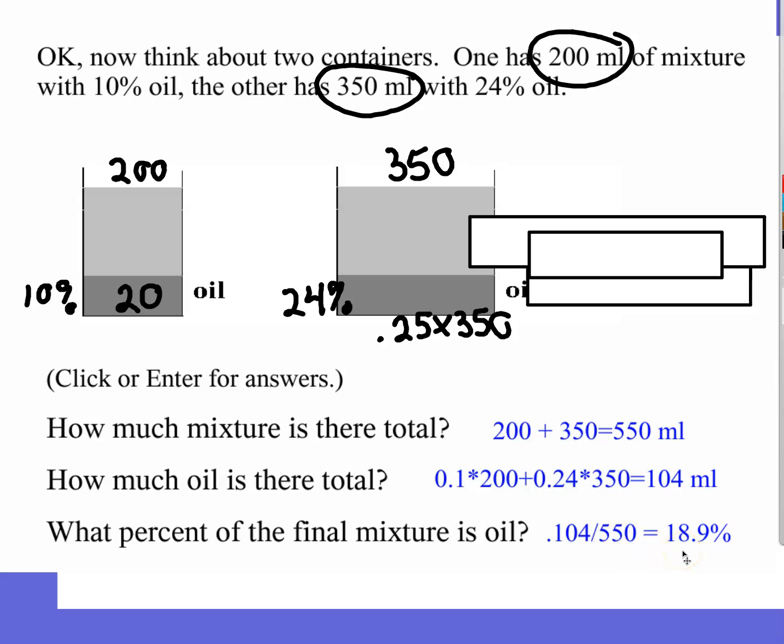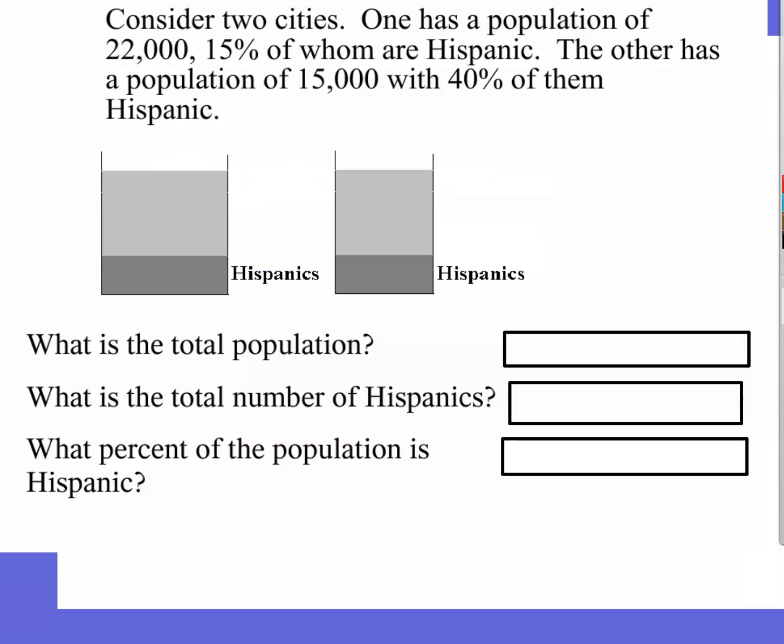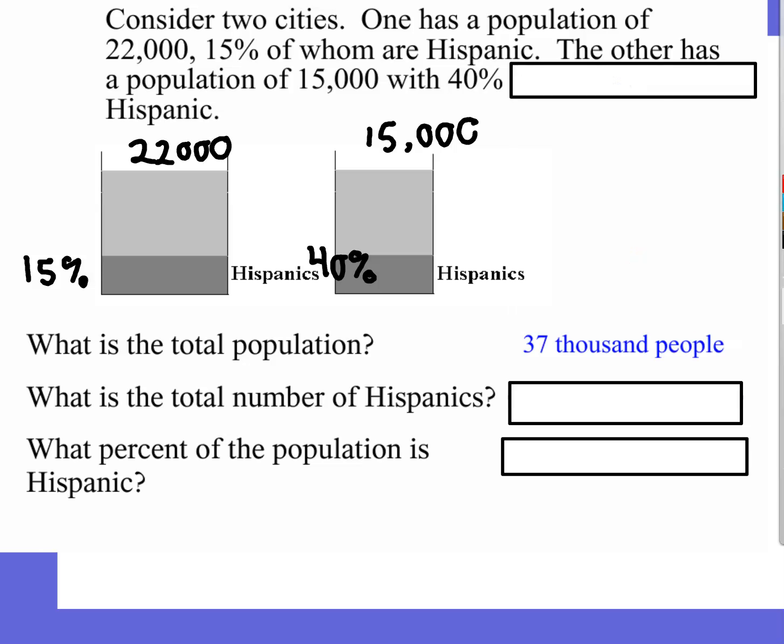Okay. So let's look at another one here. Not that one or that one. This one. Okay. So I'm considering two cities now. One is 22,000 people, and that town is 15% Hispanic. Another town is 15,000 people, and it's 40% Hispanic. And several questions here. First of all, what's the total population? Well, to do that, you're just going to add the two populations together, 37,000.